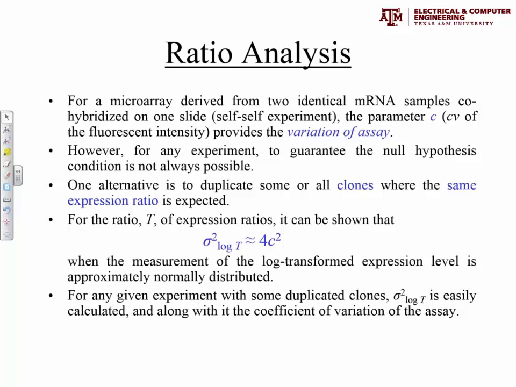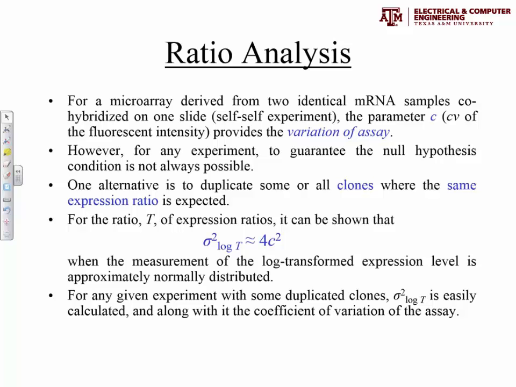Now, you can go ahead and use housekeeping genes to calculate the value of C, using that formula that I showed you a moment ago. Otherwise, you can use some other techniques. And again, these are rules of thumb. For a microarray that is derived from 2 identical mRNA samples co-hybridized on one slide, it's really the same sample. You've broken it up into 2 parts, and you label with green and with red. So your expectation is that at every spot, you're going to have a ratio of 1, because barring experimental error and other sources of variation, everything should be the same. This is called a self-self experiment.